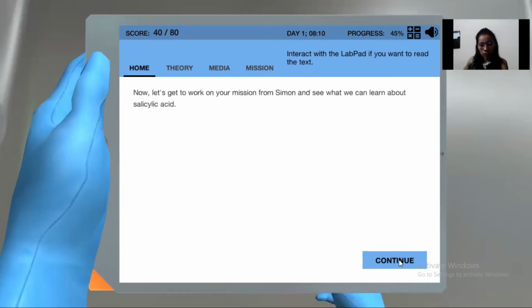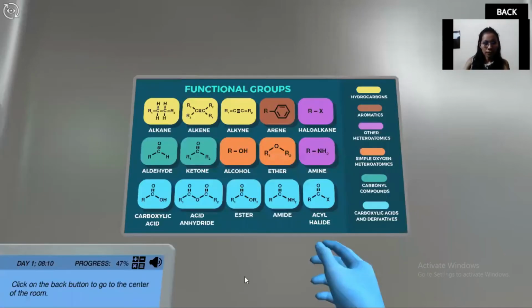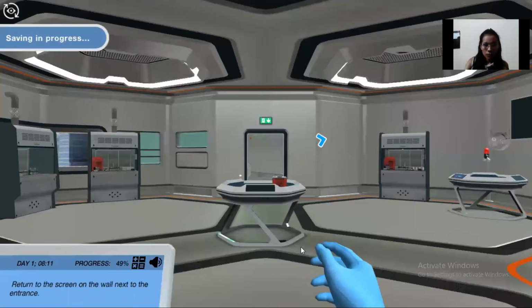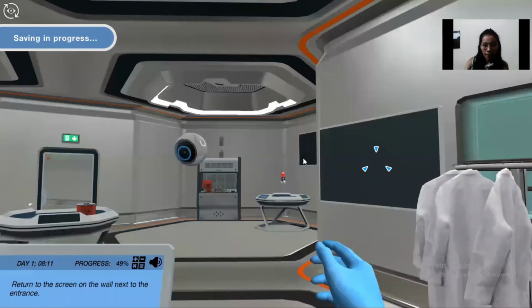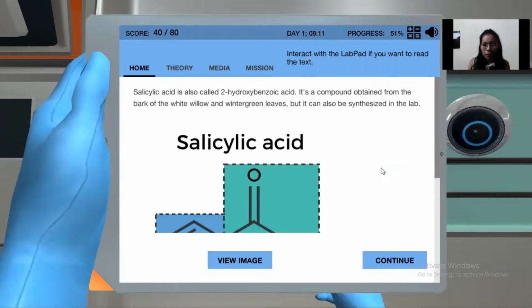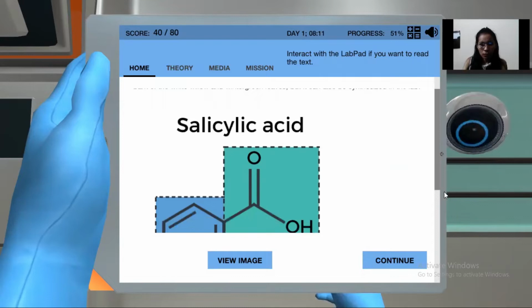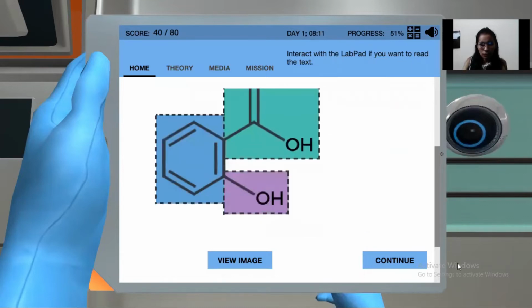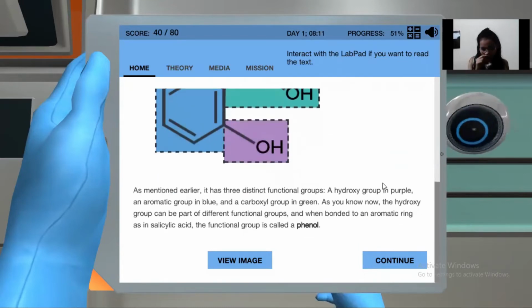Now, let's get to work on your mission from Simon and see what we can learn about salicylic acid. Click on the back button to go to the center of the row. Return to the screen on the wall next to the entrance. Salicylic acid is also called 2-hydroxybenzoic acid. It's a compound obtained from the bark of the white willow and wintergreen leaves, but it can also be synthesized in the lab. As mentioned earlier, it has 3 distinct functional groups, a hydroxy group in purple, an aromatic group in blue, and a carboxyl group in green.